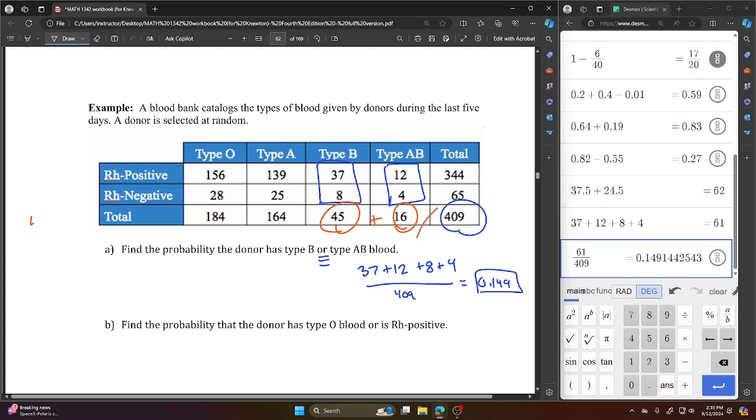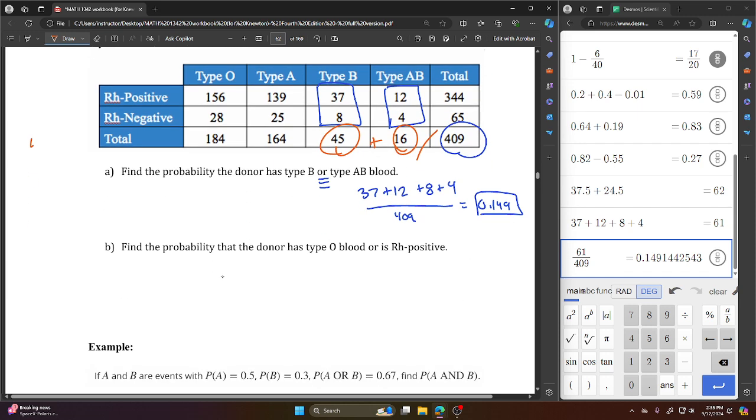The quicker version for that is, again, you could just say two subtotals, you add them up, and then you divide it by that number there, right? Straightforward. Could you do that instead? Yeah, sure. Maybe. Find the probability of O or positive.